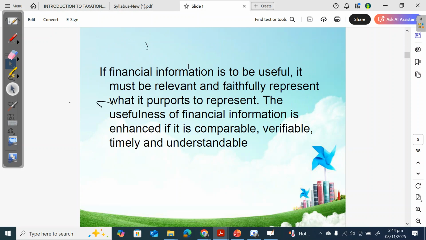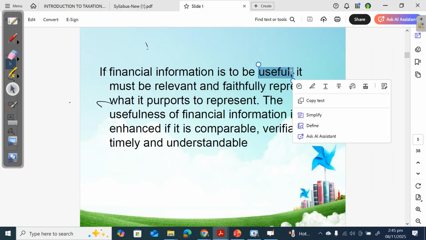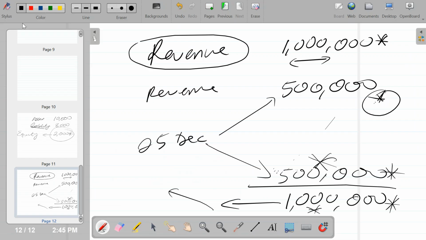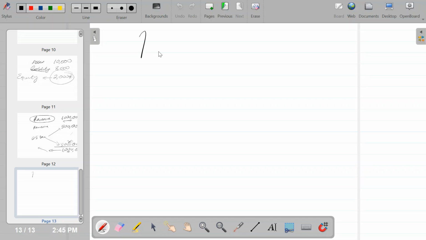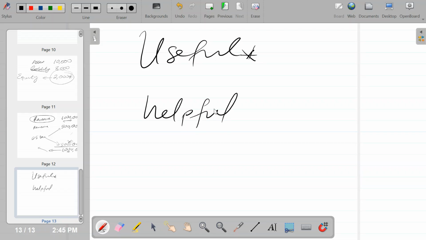Okay, so when we say financial information is useful, what is useful? Useful means something that is helpful, something that helps you to achieve whatever you want to achieve. Something that is needed, that makes an impact in whatever you want to do.